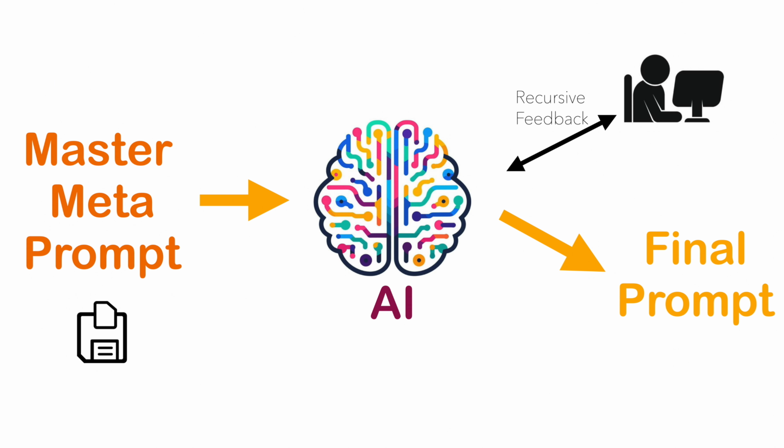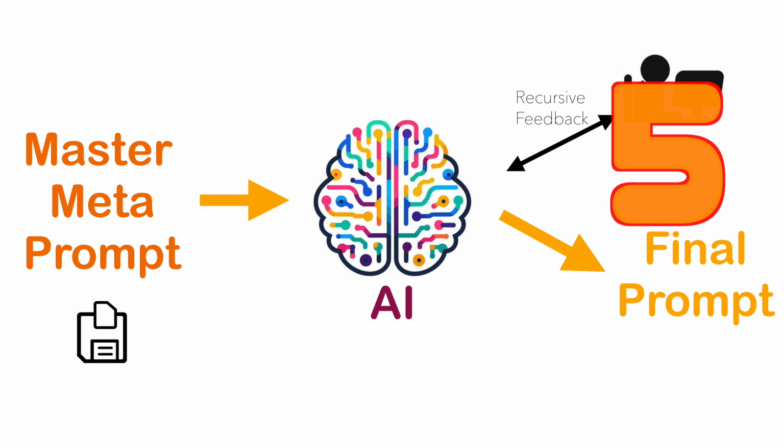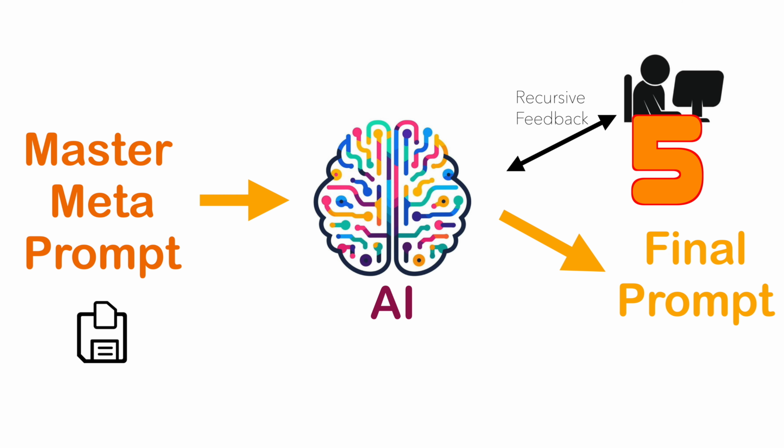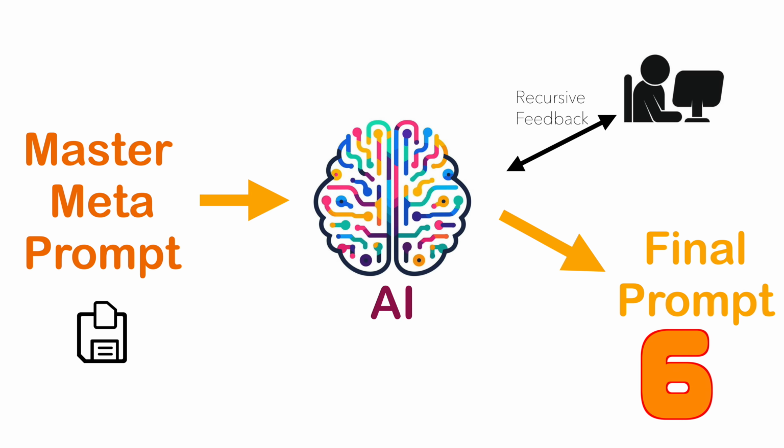The master meta prompt, which you already saved, at step 5, you use that and feed the topic or basic prompt you want to generate the final meta prompt for. The AI model will exchange a question and answer session and feedback with the user. Once all the feedback and question answer sessions are done, at step number 6, the final prompt for your problem statement is generated. And that's it. You have your best prompt for your problem statement. Let's start and get our hands dirty.